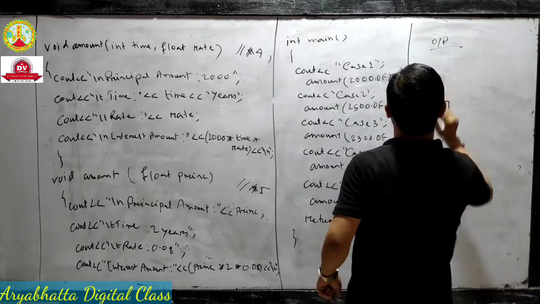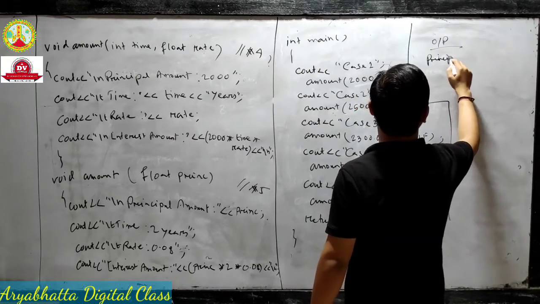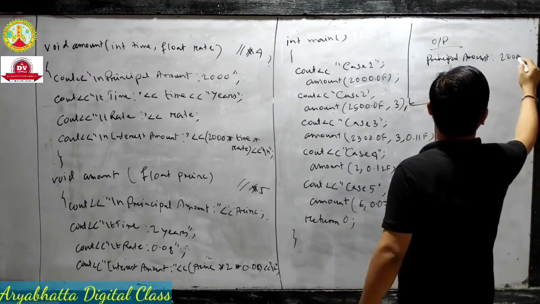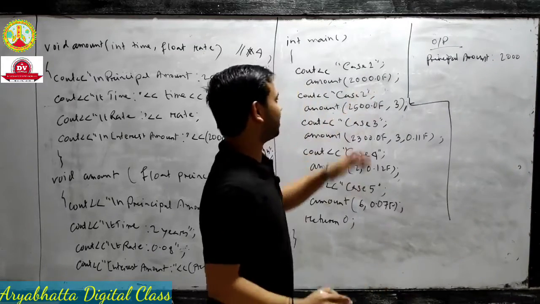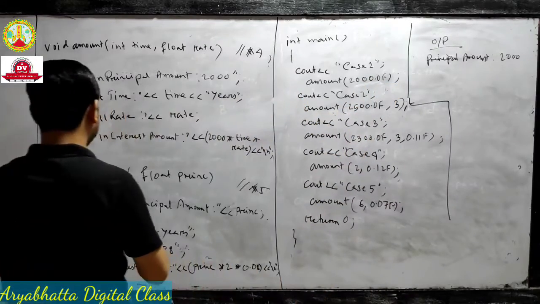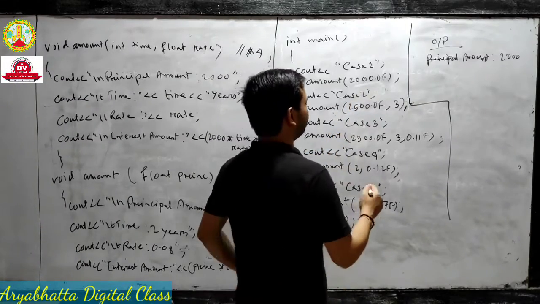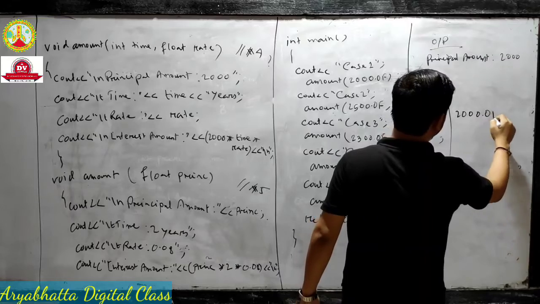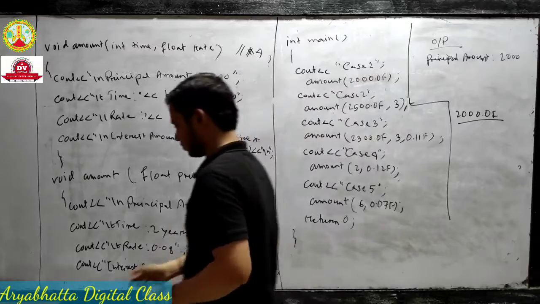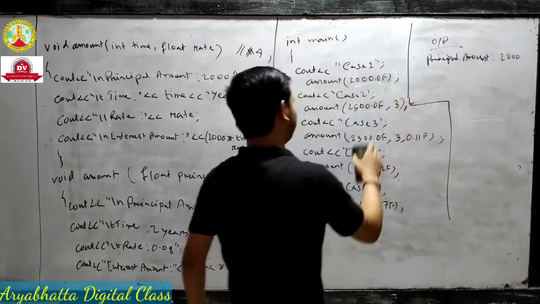I tell you the output is like that: the principal amount we take in the main function is 2000. 2000f means 2000.0. Why 0.0? Because this is float. We take principal as a float, and 2000 is its value. That's why 2000.0f means a float number. See, here the principal amount is 2000. I write here 2000.